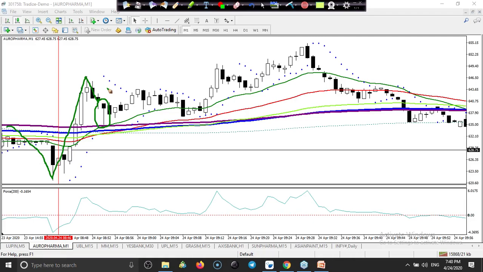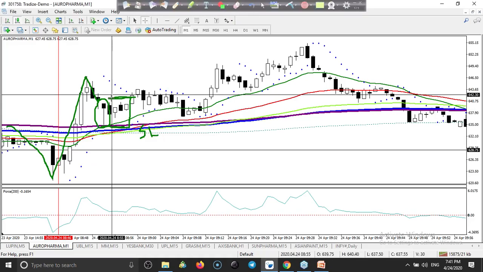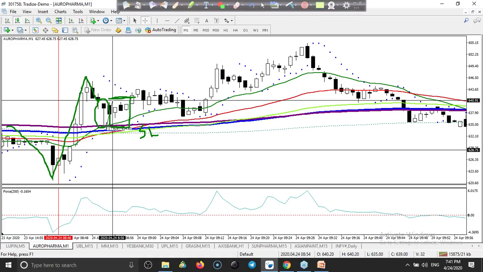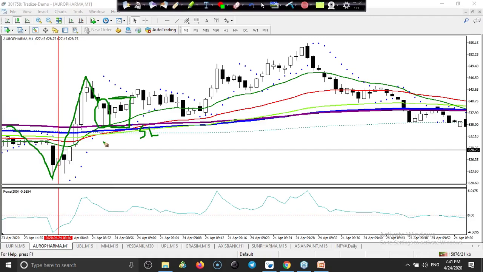So in that case, I place a buy order a little above somewhere here, and I place my stop loss somewhere below this 200 moving average. And what was my SL point? Here and here, I have seen there is a 6 rupees SL. So I place my target at 12 rupees.